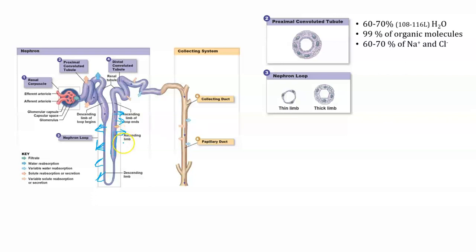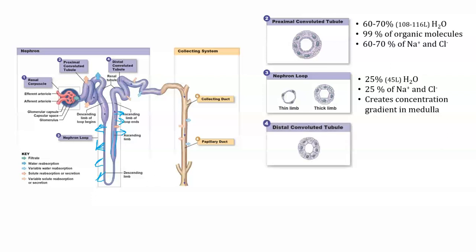And that's going to help to establish the osmolarity gradient that I was talking about earlier, which we'll discuss in a minute. But there's going to be about 25% of the water reabsorbed here in the nephron loop. And then most of the remaining salt is also going to be reabsorbed here. And this is what creates the concentration gradient. Okay, in the distal convoluted tubule, there's only about 15% of the fluid remaining. So of all the fluid that was filtered out, only about 15% makes it to the very last end here.